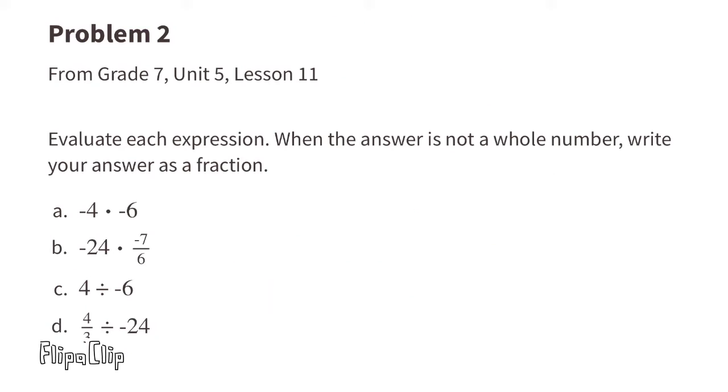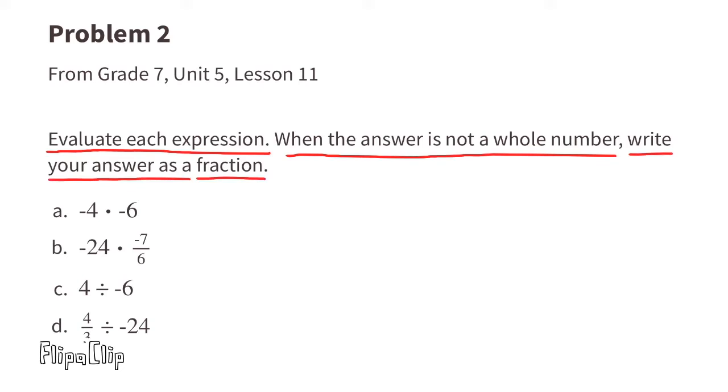Problem number 2 from 7th grade, Unit 5, Lesson 11. Evaluate each expression. When the answer is not a whole number, write your answer as a fraction. A. This is a negative times a negative, and we know that a negative times a negative is a positive, and 4 times 6 is 24. So negative 4 times negative 6 equals a positive 24.